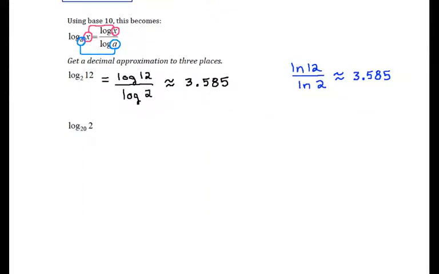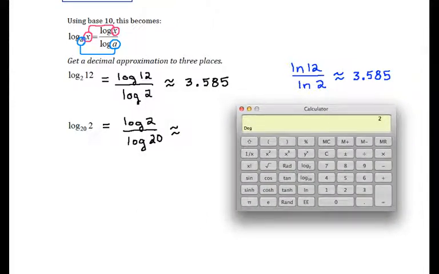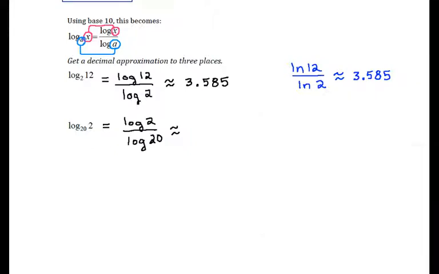So the log to base 20 of 2, I could rewrite as, go ahead and pause this and try it on your own and see if you get the same thing I get. All right, so I get 0.231.